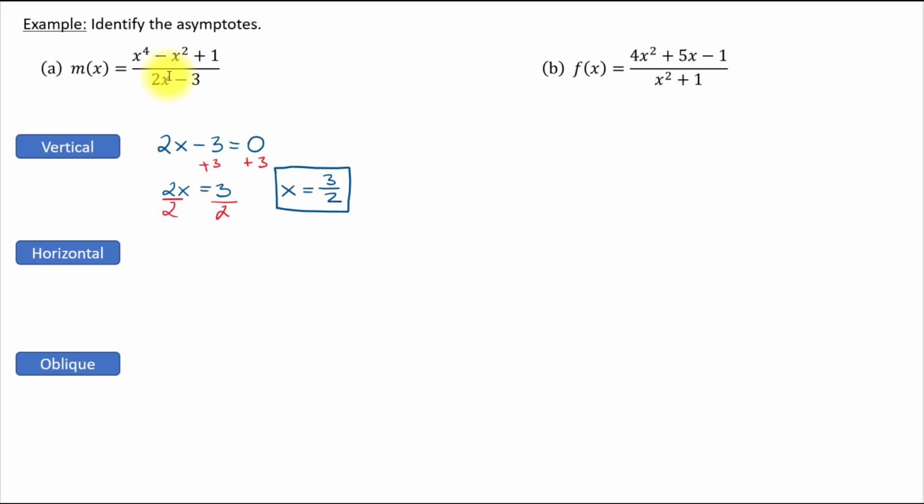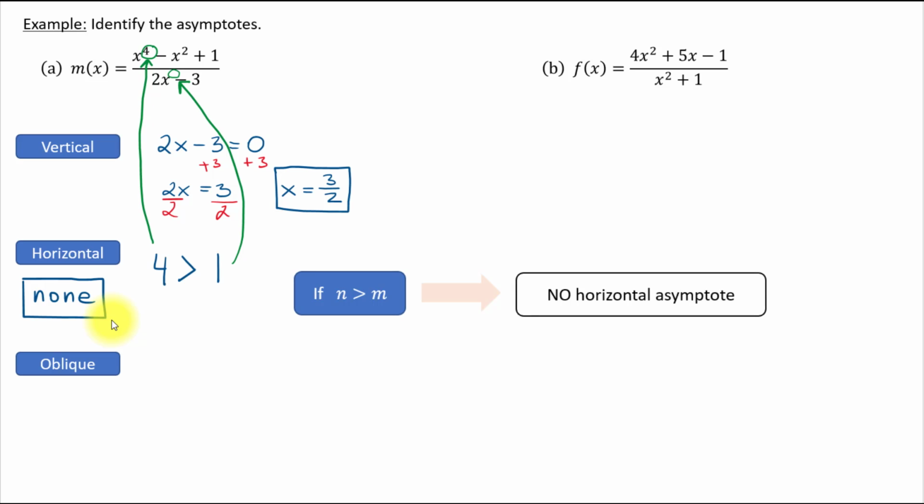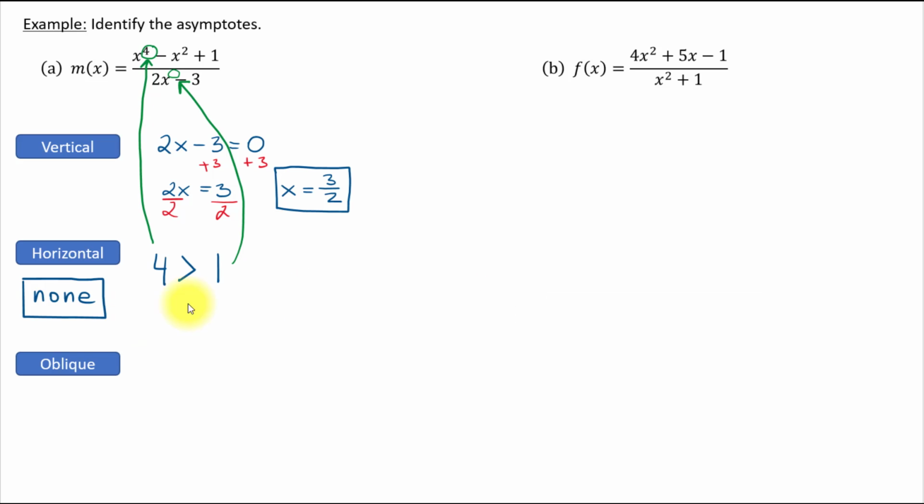To identify a horizontal asymptote, we have to compare the degree of the polynomial in the numerator with the degree of the polynomial in the denominator. In this case, the degrees are 4 and 1, which means that the degree on the top is greater than the degree on the bottom. And that's the case when the graph doesn't have any horizontal asymptotes. This comparison also helps us see that the graph will not have an oblique asymptote. For that, the degree in the numerator should be exactly 1 more than the degree of the denominator, and that's not the case here.